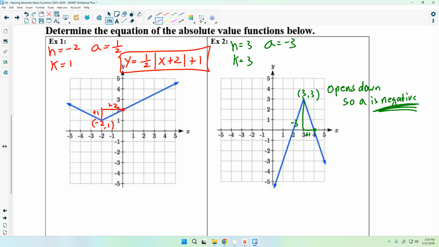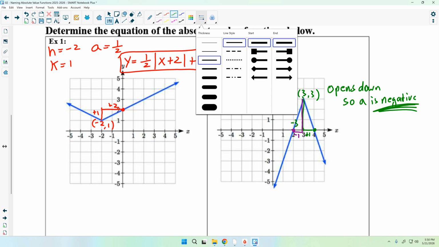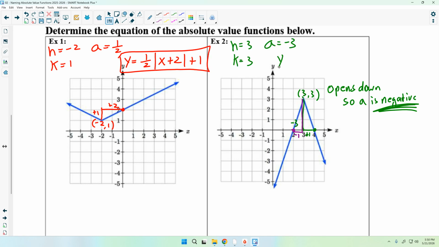Had I looked the other way and thought about this as a perfect point, I would still see going down 3, but this time to the left 1, and I just have to make sure, I know it's opening down, it has to be negative, so it's negative 3. Okay, so substituting in, our equation is y equals negative 3 times the absolute value of x, h is 3, so minus 3, plus 3. Okay, and there's our equation.